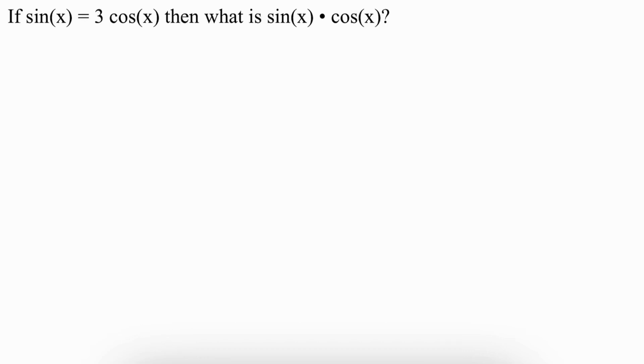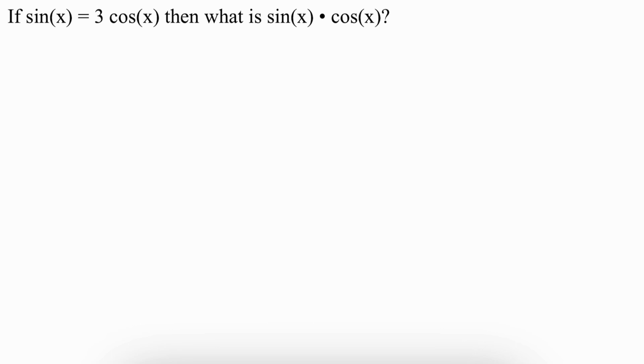Alright, so we have this problem right here. If sine of x is equal to 3 times the cosine of x, x being the angle measure, then what is sine of x times cosine of x? And yeah, this problem is really short, and you might think, well, is it easy? Yeah, it is really easy to do and really easy to explain.